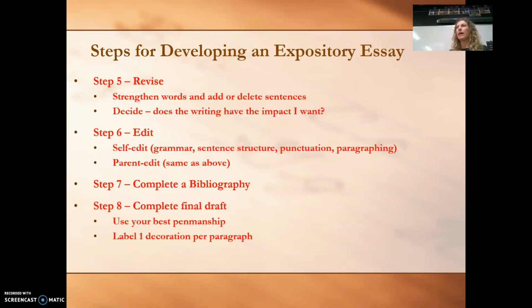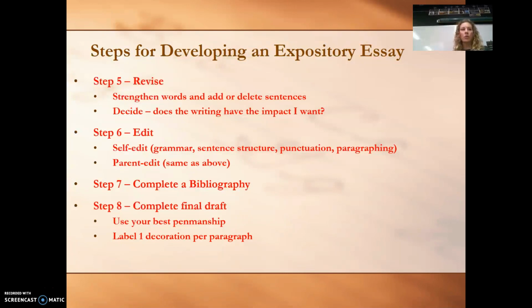Your step number 6 is to edit. The editing process is different than the revision process. Editing just means you're checking for spelling, grammar errors, punctuation, and things like that. That's like your final detail check. So you'll self-edit first by checking for grammar, sentence structure, punctuation, paragraphing, making sure that you have topic, sentence, details, and clincher sentences, transitions, things like that.